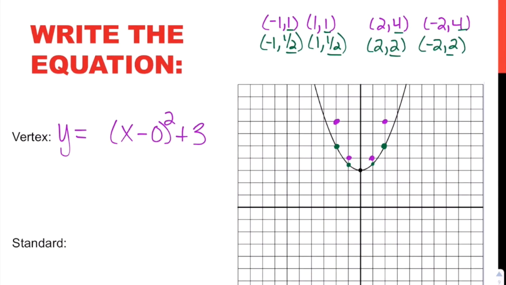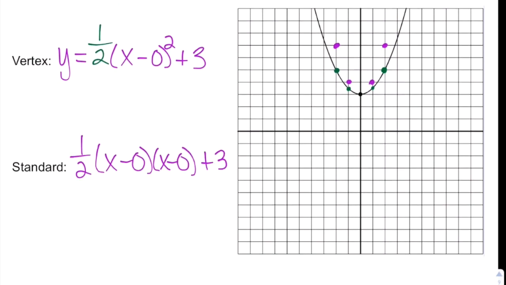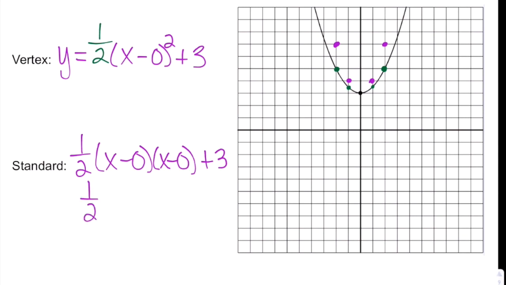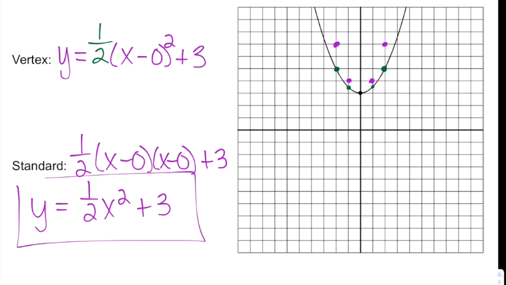And remember from our transformations, anytime you have a fraction in front of your parentheses, your graph is going to get wider. So the fraction that I'm going to use is 1 half, since all my y values have been cut in half. To convert this to standard form, I would first FOIL out x minus 0 times x minus 0. But x minus 0 times x minus 0 is just going to cancel to x squared. So my standard form equation is 1 half x squared plus 3.